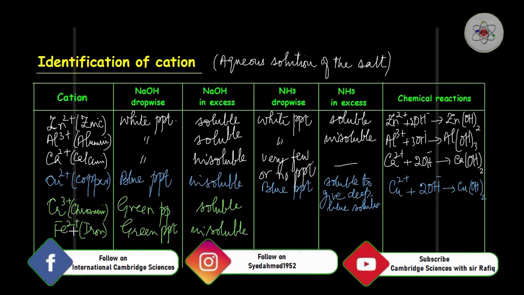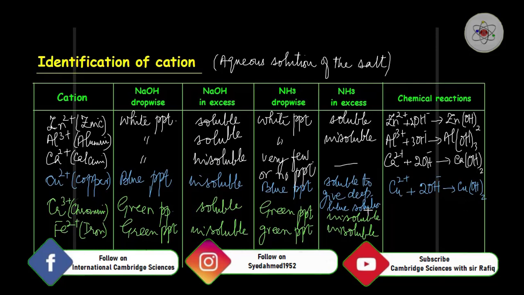Right. So here we got the difference between chromium and Fe2+ giving green precipitate. One is soluble and the other is insoluble in excess of sodium hydroxide. So cross-checking, you will get the same results with chromium, a green precipitate that is insoluble in excess. With Fe2+, when we add ammonia dropwise in excess, it gives the same result as chromium with ammonia: green precipitate, insoluble.